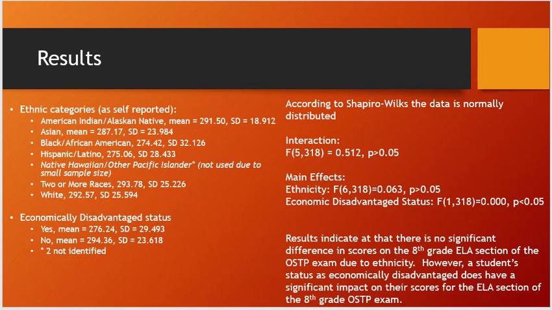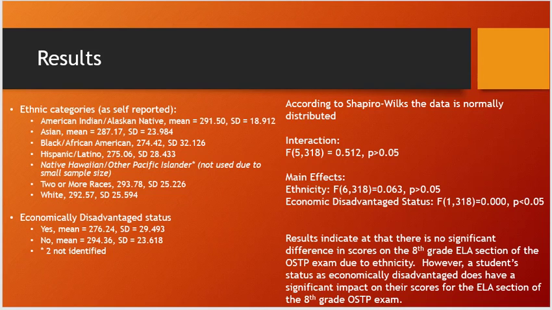When you looked at economic disadvantage status, students who were identified as economically disadvantaged had a mean score of 276.24 with a standard deviation of 29.493, and students who were identified as not economically disadvantaged had a mean score of 294.36 with a standard deviation of 23.618. Like I said earlier, 2 students were not identified.